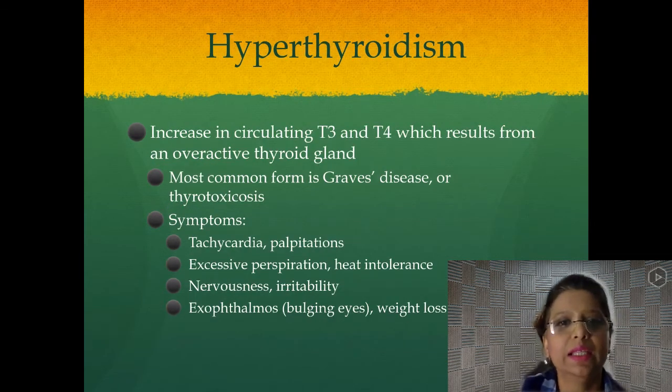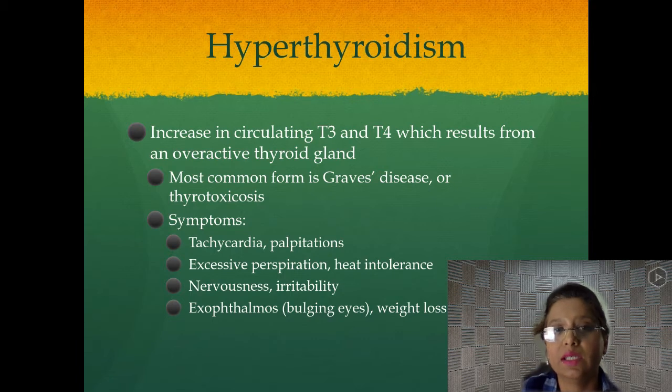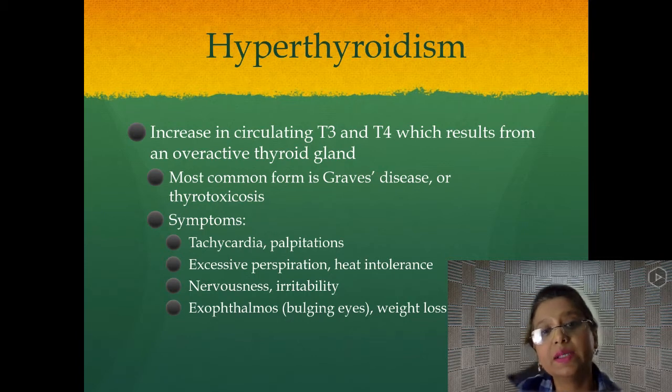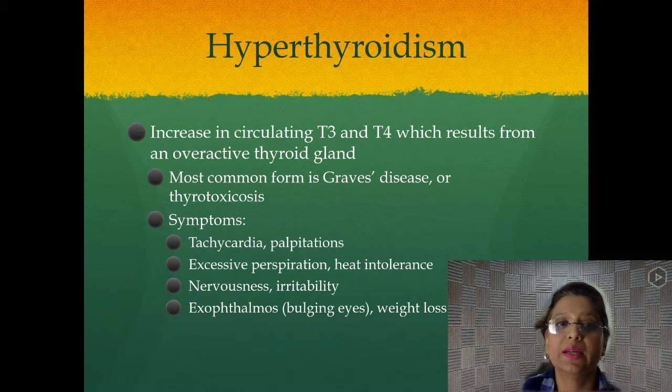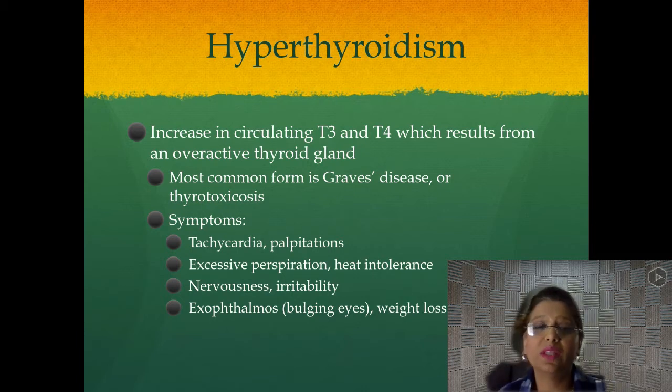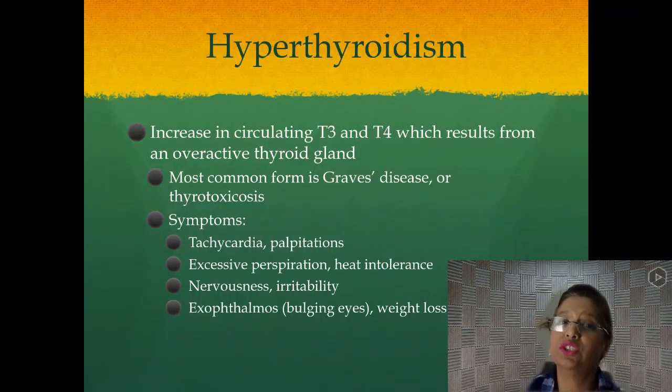Increases in the circulation of T3 and T4, which results from an overactive thyroid gland. The most common form is Graves' disease or thyrotoxicosis. Symptoms will include tachycardia, palpitation, excessive perspiration, heat intolerance, nervousness, irritability, exophthalmos, and weight loss. So someone with hyperthyroidism would have too much T3 and T4.